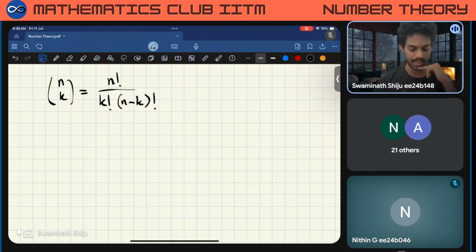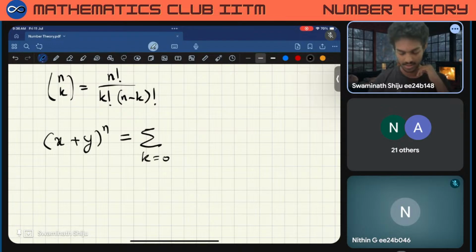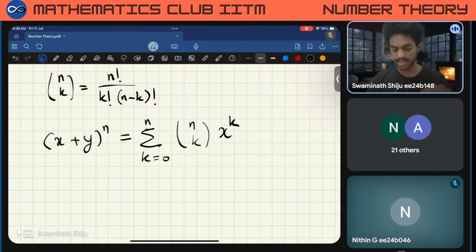So what is the binomial theorem? As I assume most of you know, (x plus y) to the power n is equal to the sum over k from 0 to n of nCk x to the power k, y to the power n minus k. Easy enough. Now we can prove this using induction.